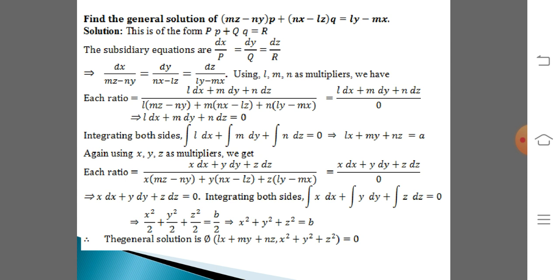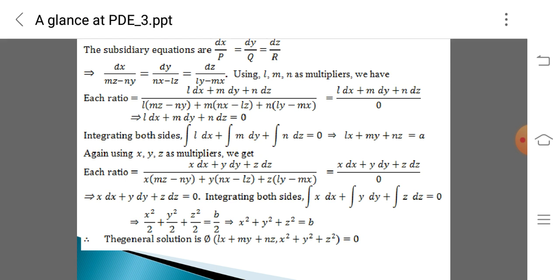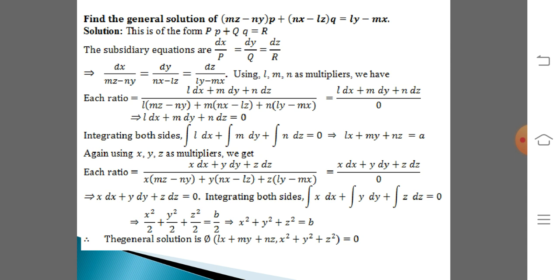Integrating, we get integral L dx plus integral M dy plus integral N dz equal to 0. So here L, M, N are constant. So we have Lx plus My plus Nz equal to some integration constant A. So this is the first solution we are getting. It is of the form u of x, y, z equal to constant.